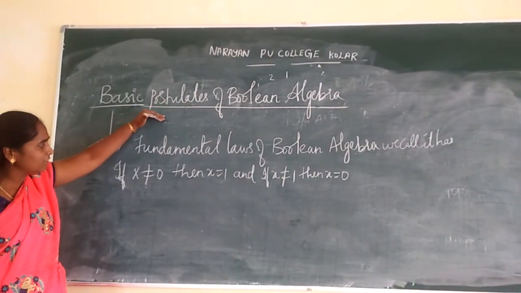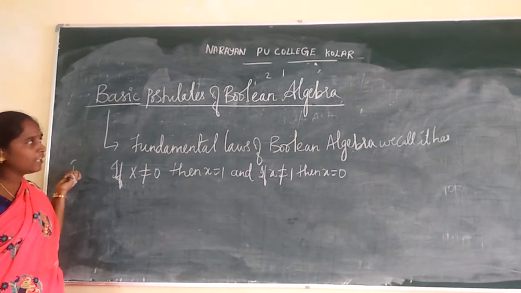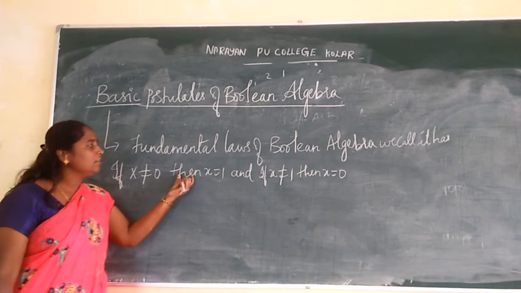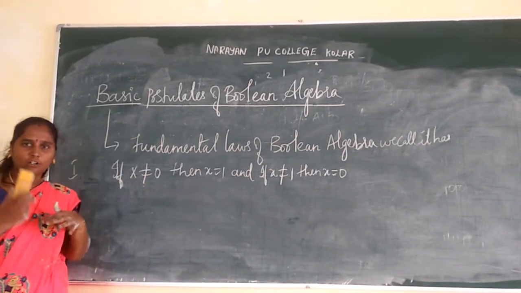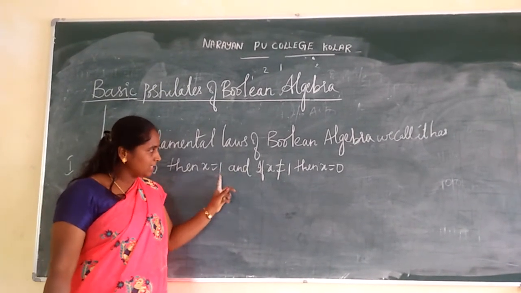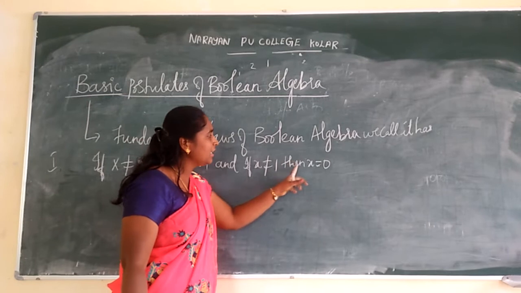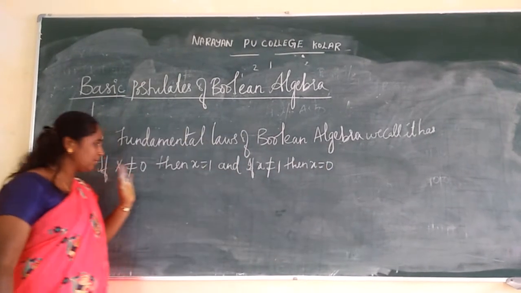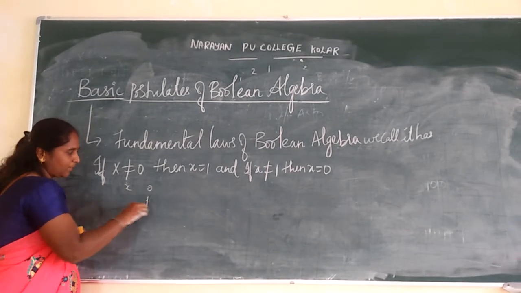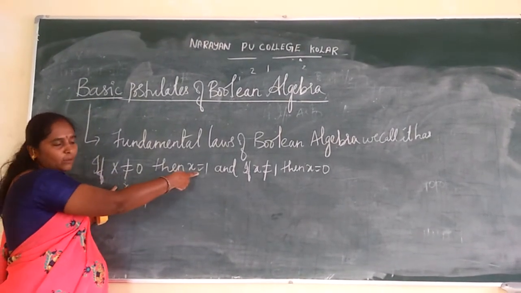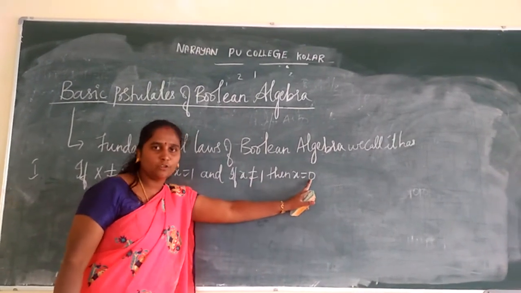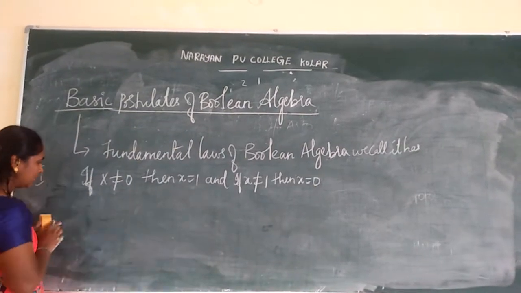The first one we will discuss. The first postulate of Boolean algebra is that x can have either the value 0 or 1. If x is not equal to 0, then x should be 1. And if x is not equal to 1, then x should be 0. So once again, x can be either 0 or 1. If x is not equal to 0, then automatically x should be 1. If x is not equal to 1, then automatically x should be 0. Next postulate.